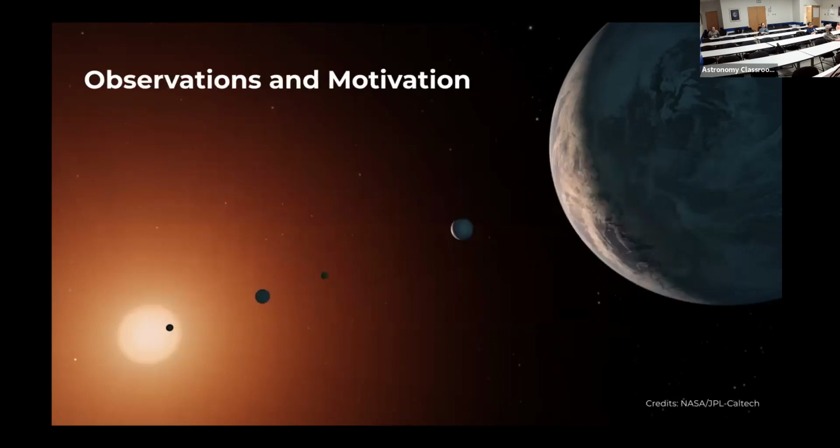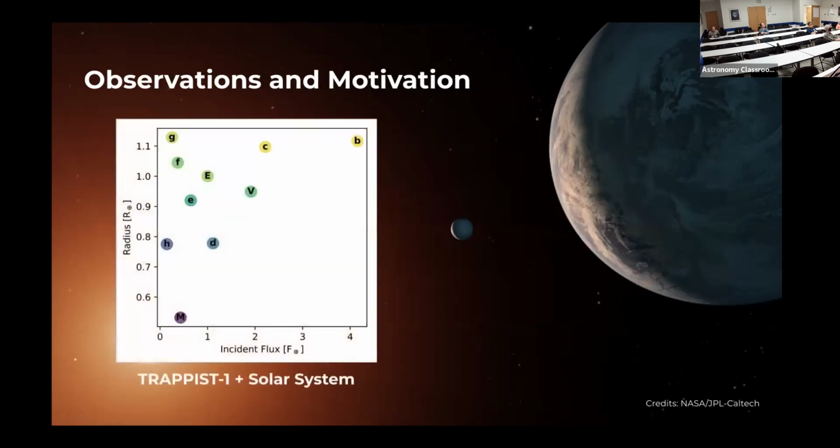Going into the observations and motivation for this work, you've probably heard about the TRAPPIST-1 system. We're interested in the TRAPPIST-1 system, which has 7, we think, rocky planets that have pretty similar characteristics to our Earth, Venus, and Mars, like similar sizes and similar incident flux that they receive from the host star.